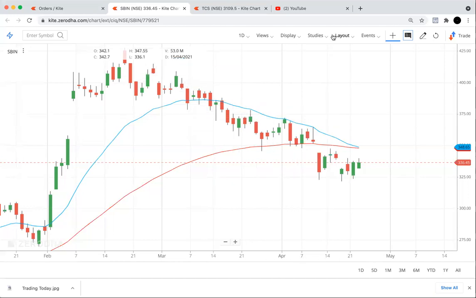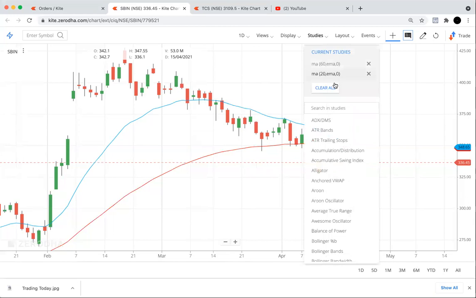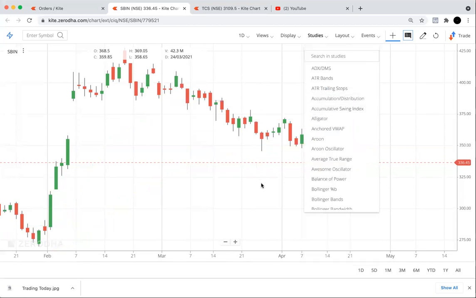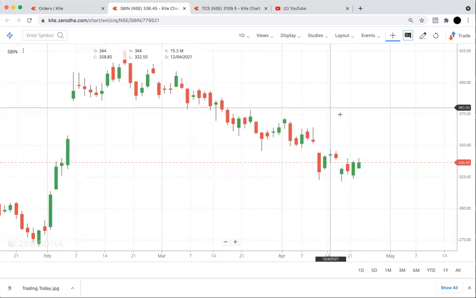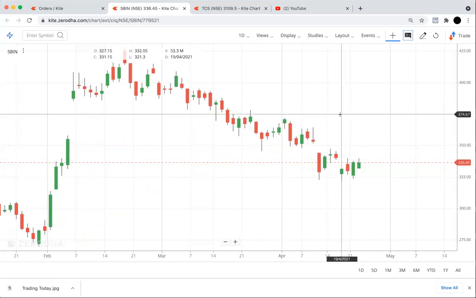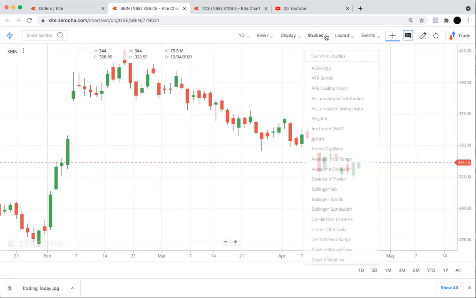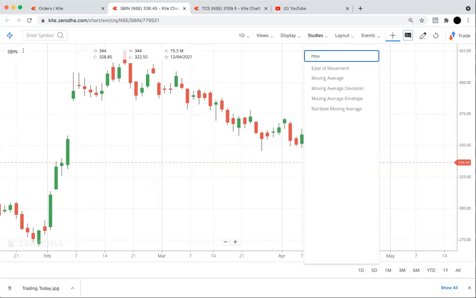All right. How do we set this up? I'm going to go to studies and I'm going to press clear all to get rid of what we already have set up. So now we have a clear screen. This is what your screen probably looks like right now. So I'm going to click on studies and I'm going to search for moving average. Okay, here it is, moving average.